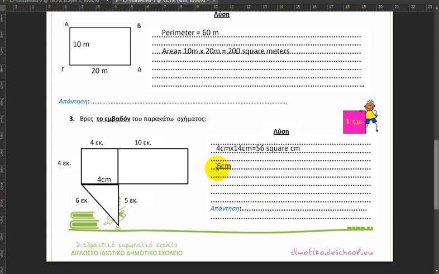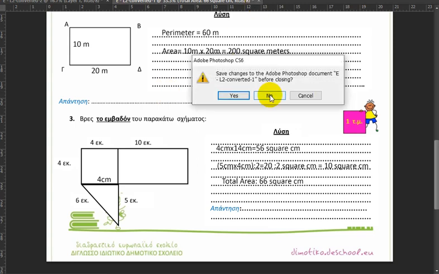So 5 centimeters times 4 centimeters, and then whatever you find, take the half of that. So divide this by 2. 5 times 4 gives me 20, and I have to divide this by 2, square centimeters. So that would give me 10 square centimeters. And in total, the big rectangle plus the triangle gives me a total of 66 square centimeters. And there you go. That's it. Let's move on to the last one.